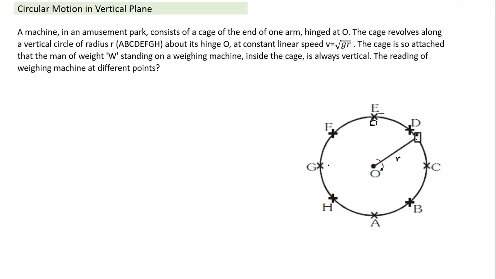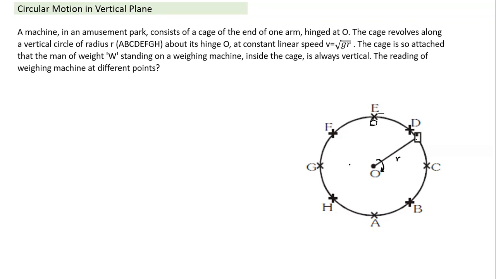So if I take readings at all different points here, let's say it is rotating in this fashion, where would I get the maximum reading? Where would I get the minimum reading? Which two points' readings will be equal, and why would it vary?